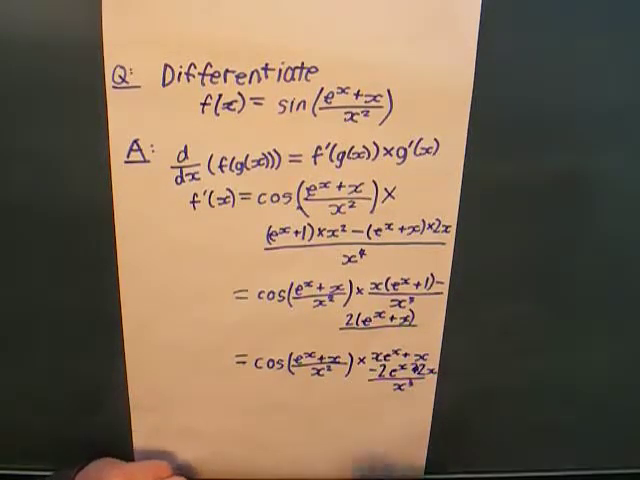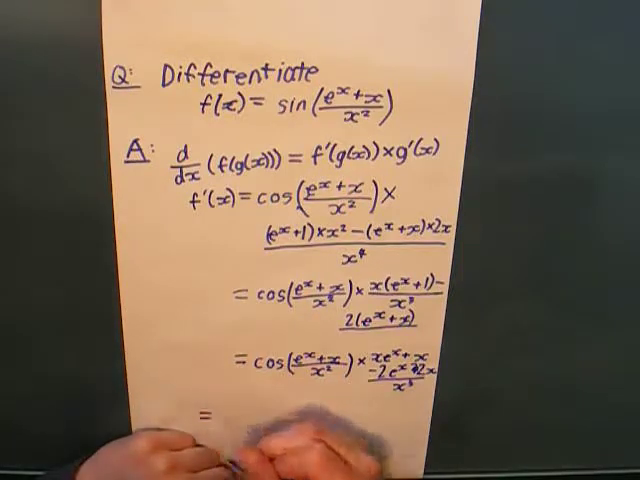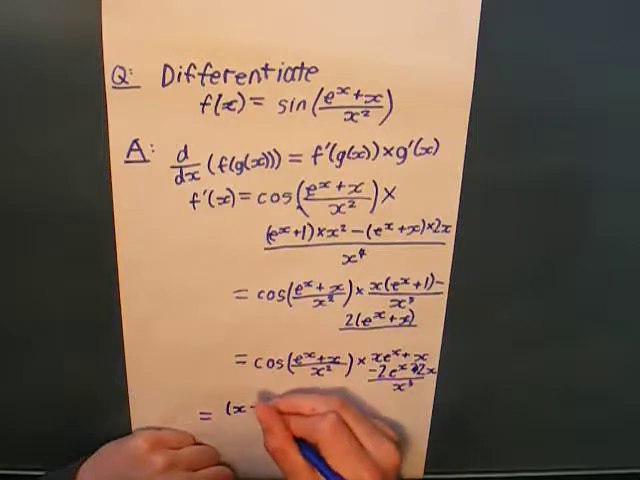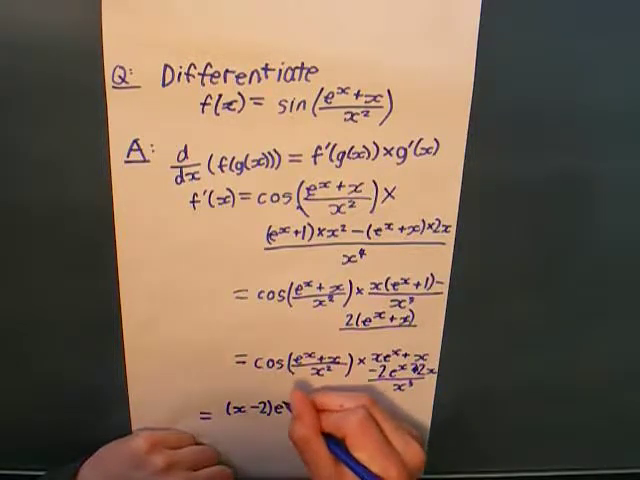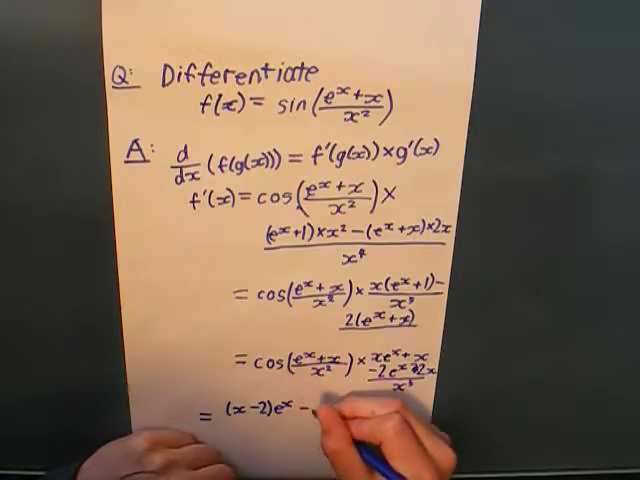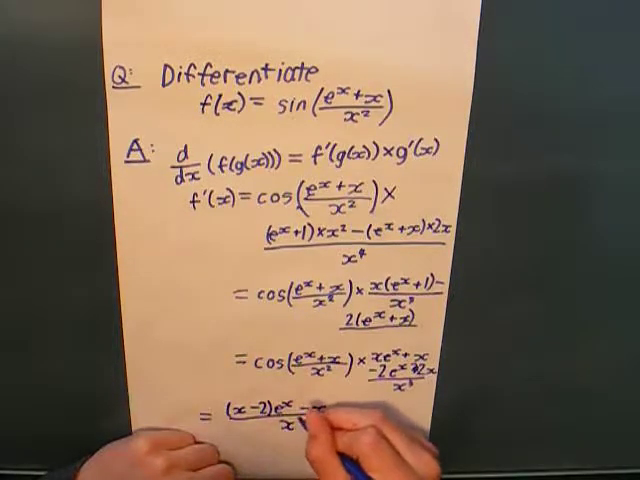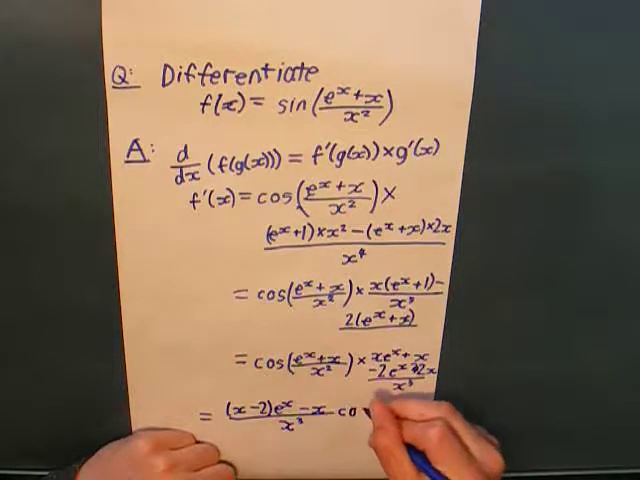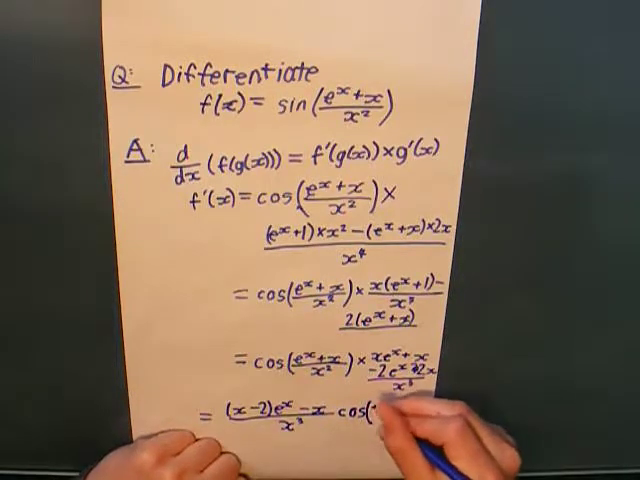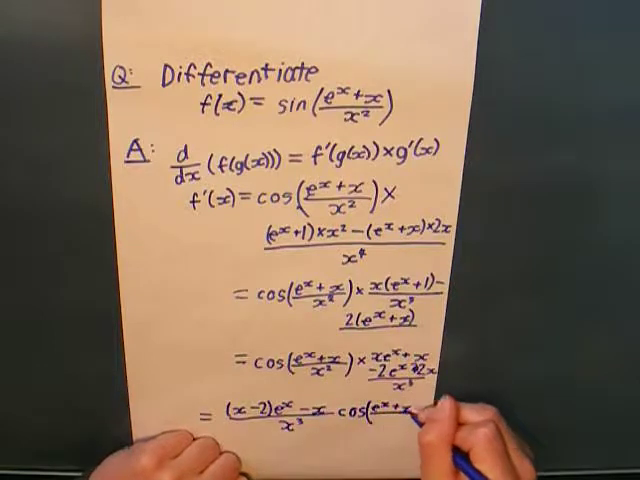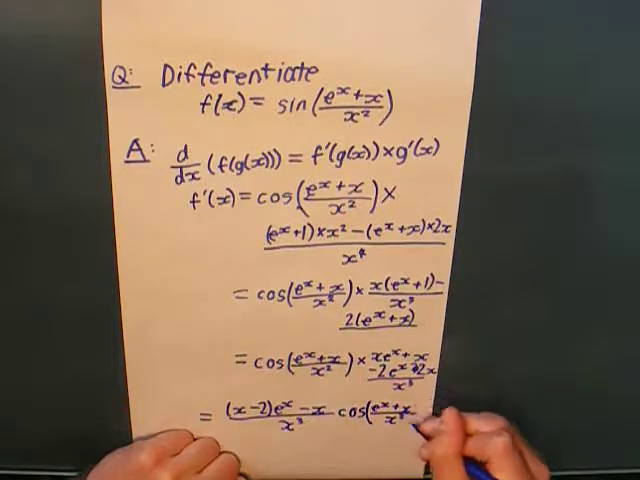So, taking out the factor of e to the x in these two terms here, and collecting like terms of x, we simply have that the derivative is (x minus 2) e to the x minus x all over x cubed, times the same cosine term as before, cos of (e to the x plus x) over x squared.